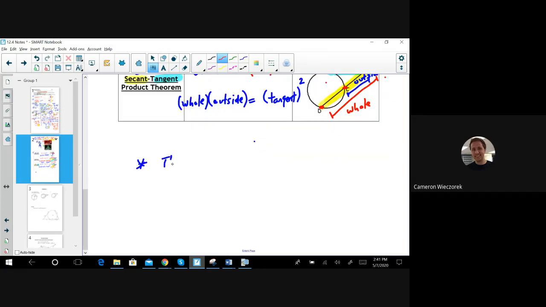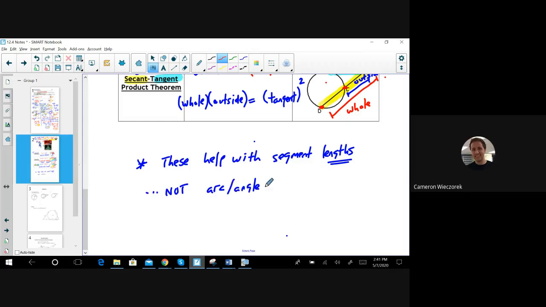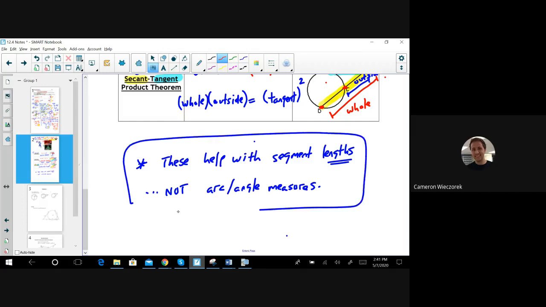And again, I'm going to make a note. I would suggest you write this. These help with segment lengths, not arc or angle measures. If you're talking arc or angle measures, you got to use the stuff on the front. If you're talking about segment length, then you want to use one of these three power theorems.